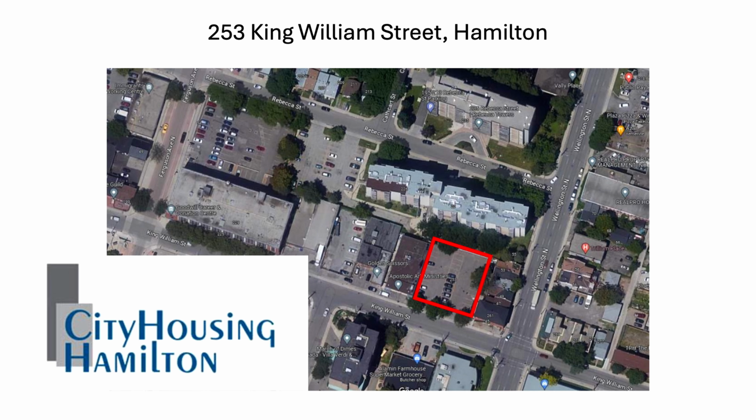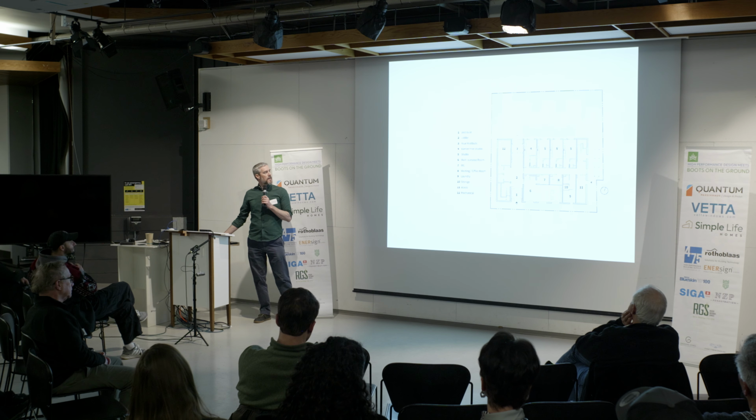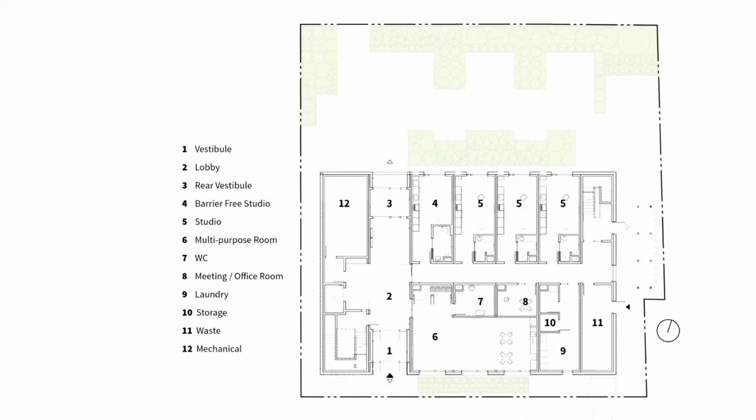So this is a sense of the site at 253 King William. This is the pre-construction parking lot. City Housing Hamilton is the client. And then just to set some context on that site, this is the floor plan that we came up with. This is a ground floor plan.